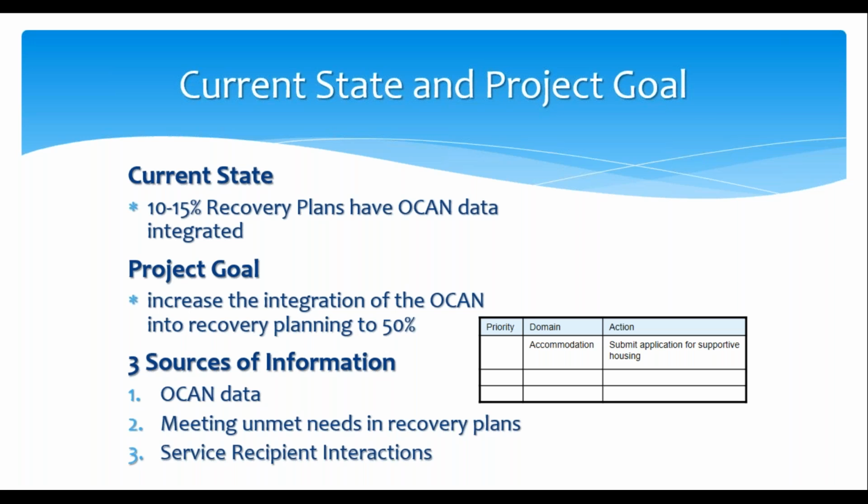Going into the project, we identified three main sources of information. One was actual OCAN data. Two were our recovery plans and the number of needs addressed. Third was CRIMIS, which is our software program. CRIMIS data and the needs identified through the tracking of quick notes and service recipient interactions could be measured. We would expect to see an increase of OCAN needs reflected in the recovery plans and in the CRIMIS data.